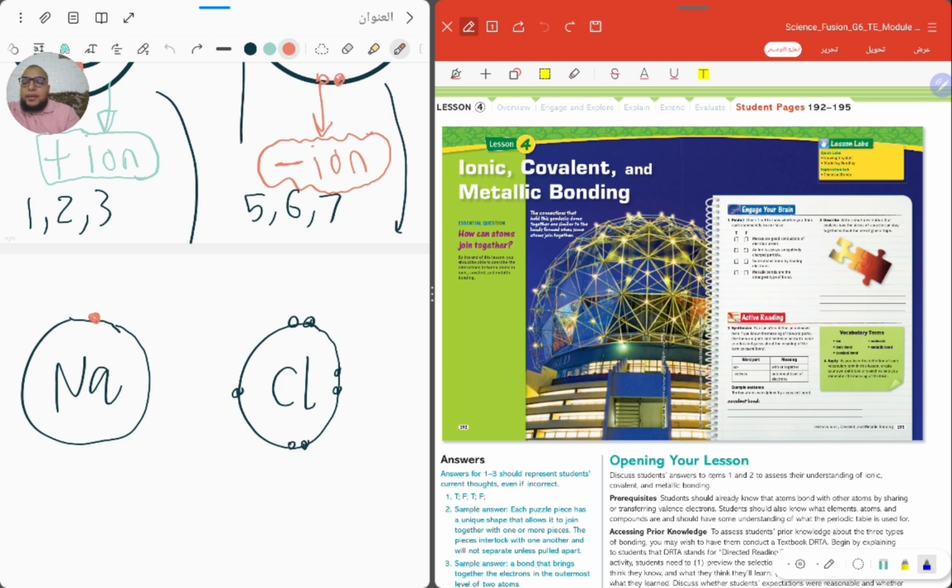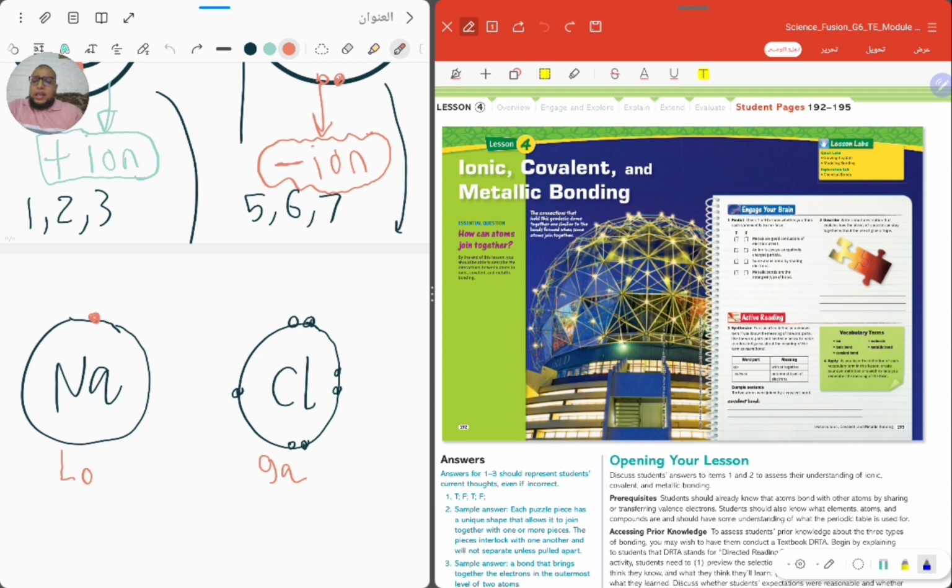So we said before that sodium will lose an electron and chlorine will gain an electron. First, if we speak about the ionic bond, the ionic bond happens between a metal and a non-metal, like this case. Sodium is a metal, chlorine is a non-metal. Of course the metal will lose an electron and change to a positive ion, and the non-metal will gain these electrons and change to what, guys? To negative ions, and after that they will combine together.